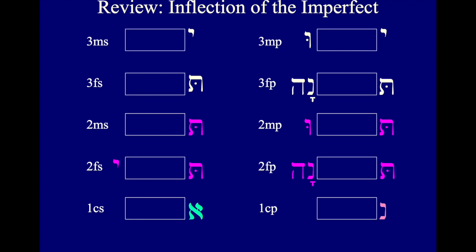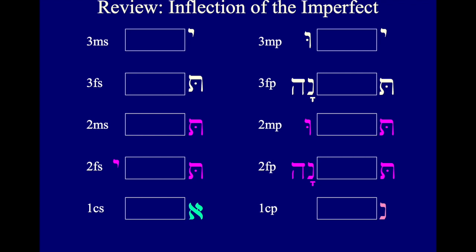Okay, so we're going to move on to the imperfect. So remember, we did Qal perfect, and we talked about Niphal perfect. We talked about the participles. You learned Qal participles, and now we've talked about Niphal participles. And then here we have the imperfect. Just like we learned Qal imperfect, we're going to learn Niphal imperfect. And this isn't too bad.